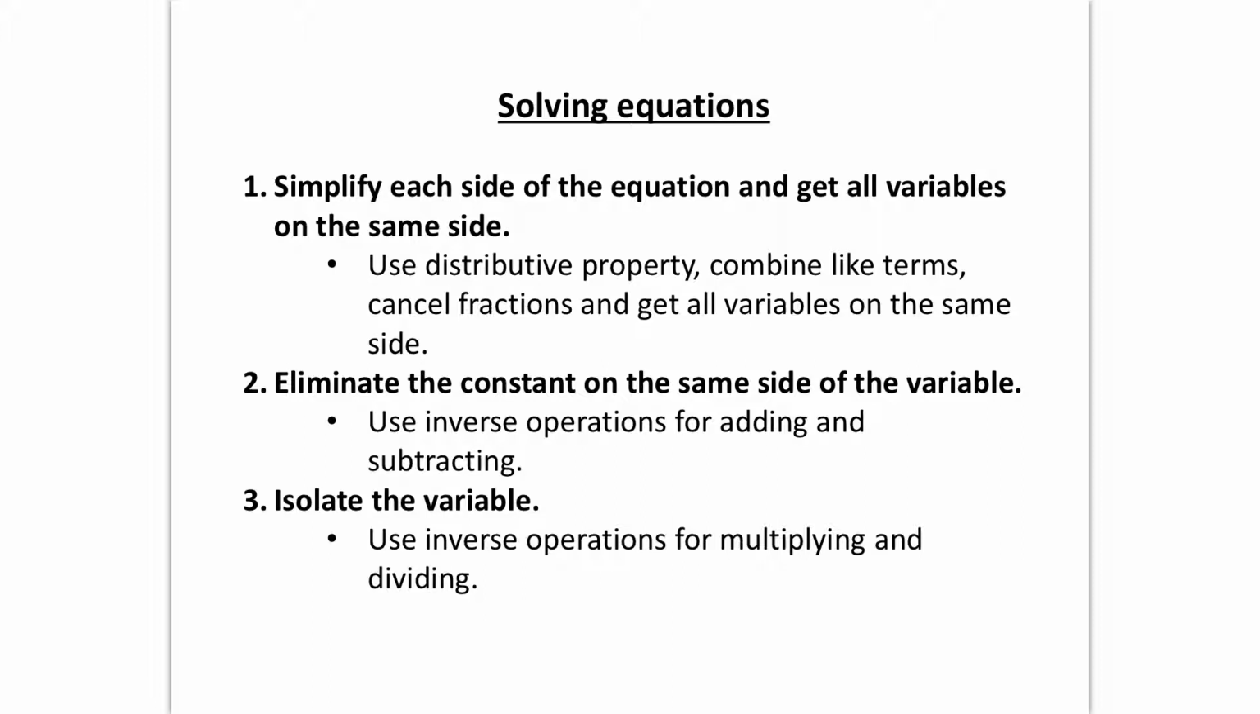Isolate means you want to get that variable by itself. So you might have something like this in your equation. Let's say you have 3x equals 9. Well, you have to look at what is happening with the 3 and the x. When you guys see this right here, that means that you are multiplying the 3 and the x. So the opposite of multiplication will be division. And that's the inverse operation of multiplication.